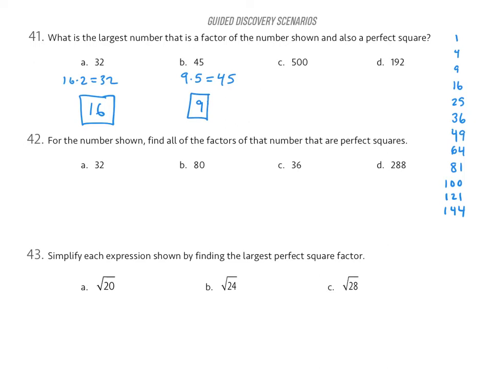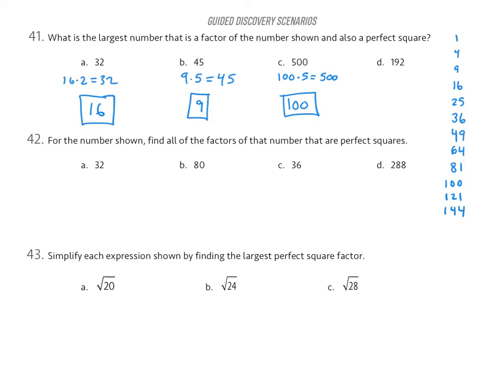Part C is 500. Looking at the list of perfect squares, I don't go up to 500, but I know 100 is a factor of 500. 100 times 5 equals 500. And since 5 is a prime number, it doesn't contain any factors that are perfect squares. I can see that 100 will be the largest factor that's also a perfect square. There are larger numbers that divide evenly into 500, but they are not perfect squares.